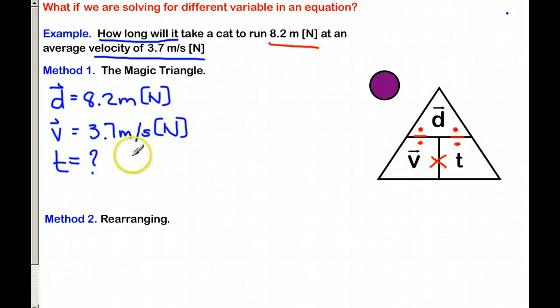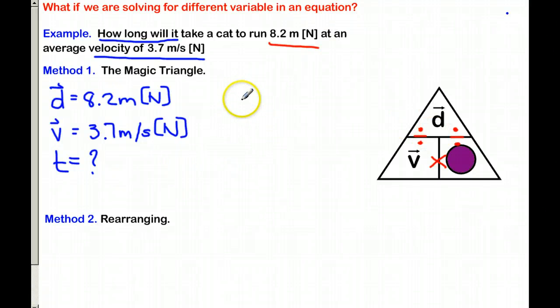So here's what you do. Determine what you're looking for. In this case, we're looking for time. Then we cover up the variable we're looking for. So we want to find out what time is. If we cover the one we're looking for up, then we're left with the operation we have to do. In order to solve for time, we have to take our displacement and divide it by our velocity. That just helps tell you what the rearranged formula is. So time is equal to displacement divided by velocity.